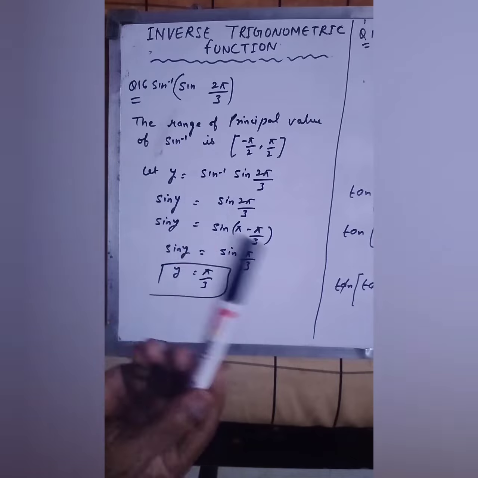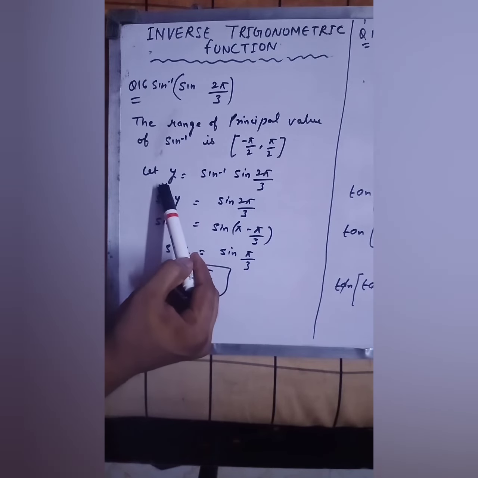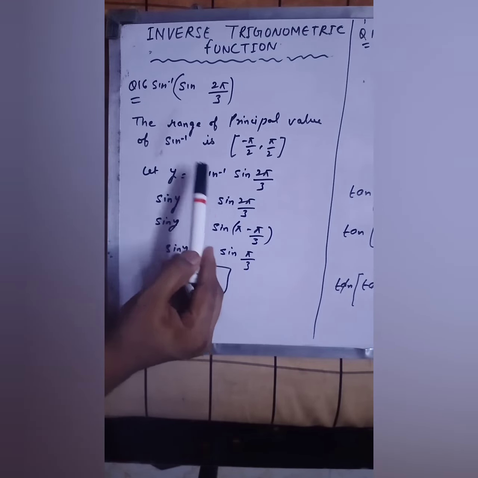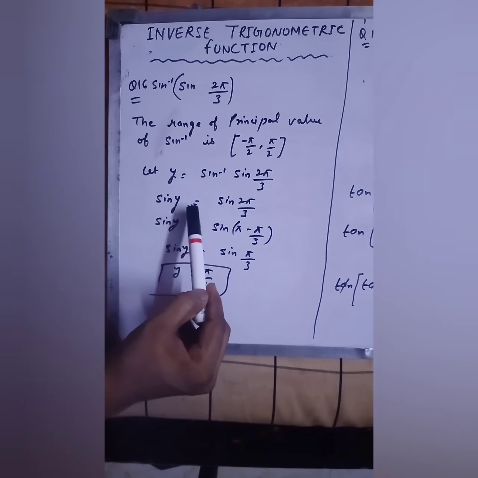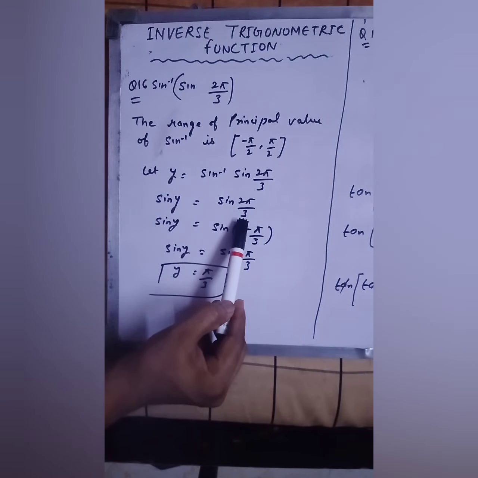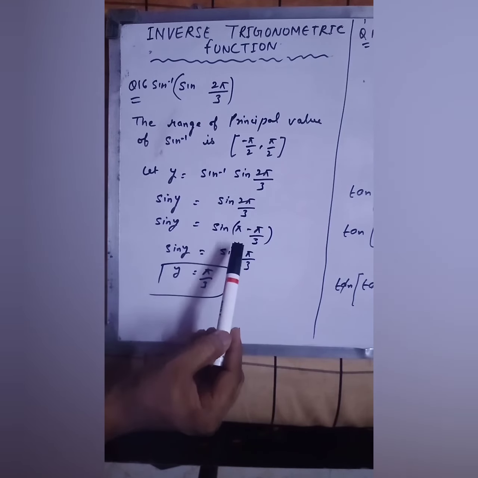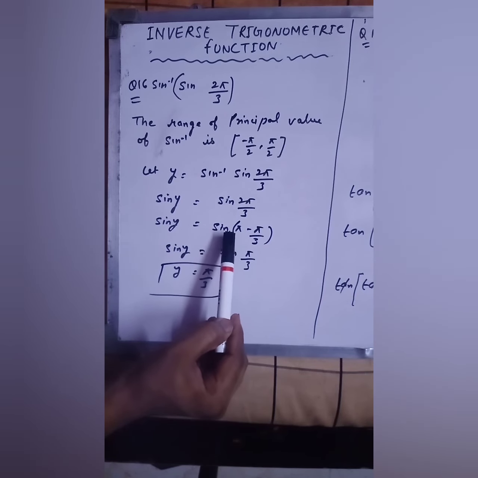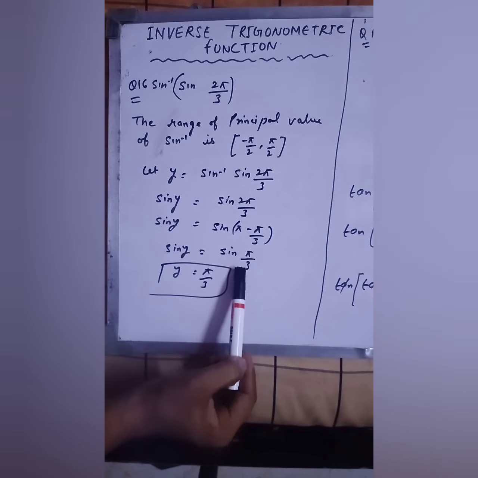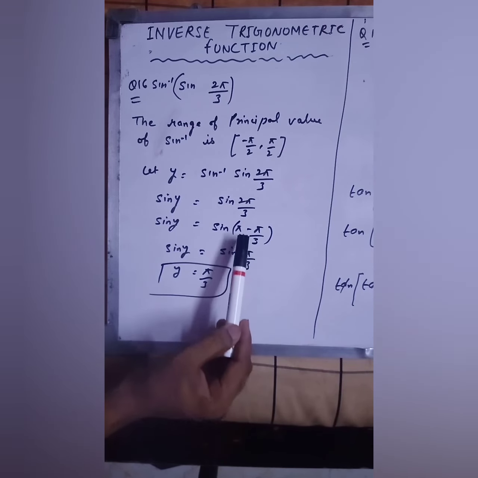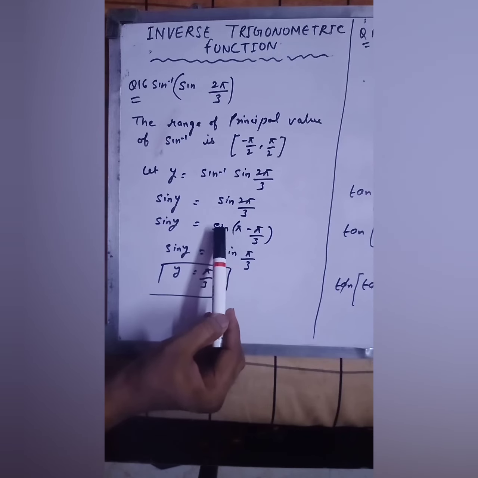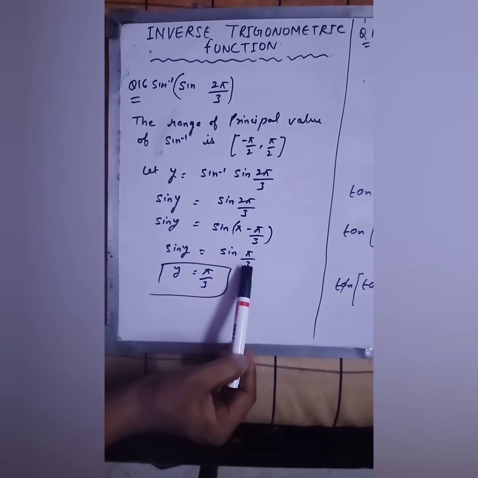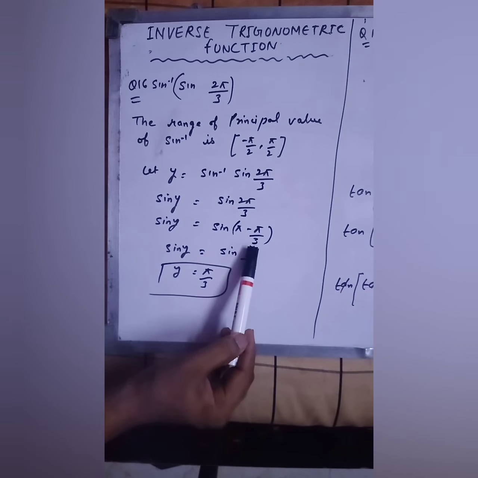So for this, what you have to do, we assume that this is equal to y. This sine will come on this side, so sine y is equal to sine 2 pi by 3. Okay, and this 2 pi by 3 can be written as pi minus pi by 3. So sine of pi minus pi by 3 is sine pi by 3, because the value lies in the second quadrant, and in the second quadrant sine is positive. But this is a formula which you have already learned in 11th standard.